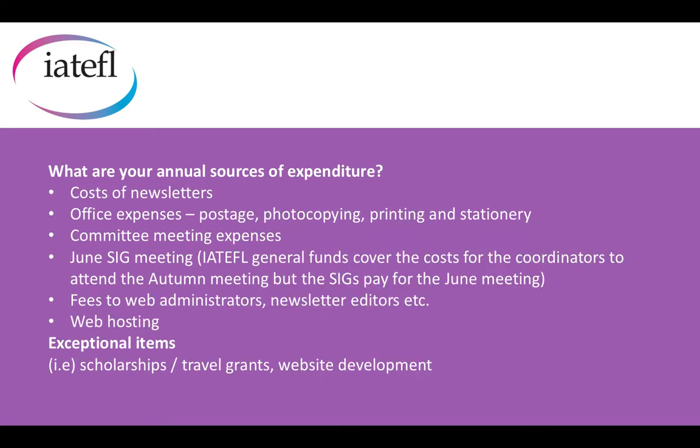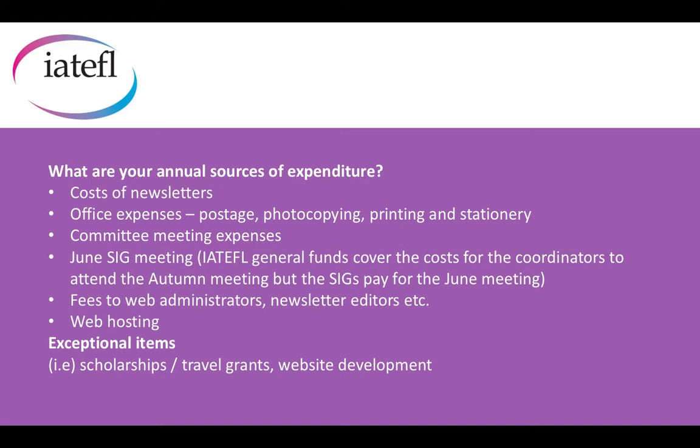And what are some of your annual costs of expenditure? Again, I've listed some there for you, but it's not an exhaustive list. Some of the typical ones we see are costs of newsletters, office expenses such as postage, photocopying, printing, stationery, your committee meeting expenses. Think about who you're going to cover, who's going to attend that committee meeting, the costs of travel, whether you're going to cover the costs of lunches and dinners, etc.